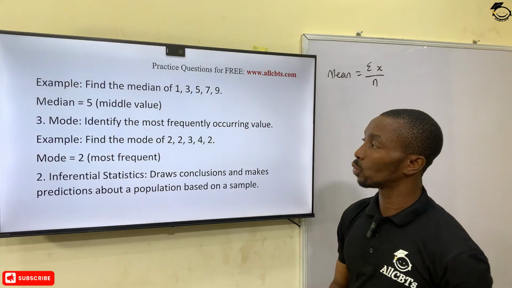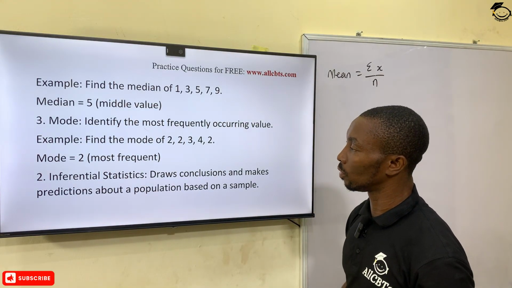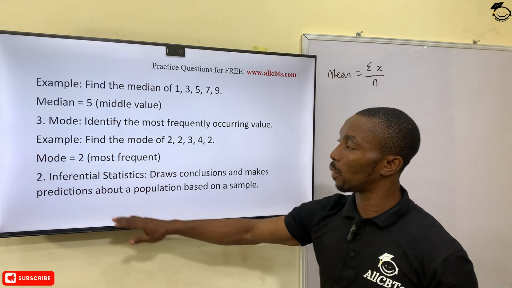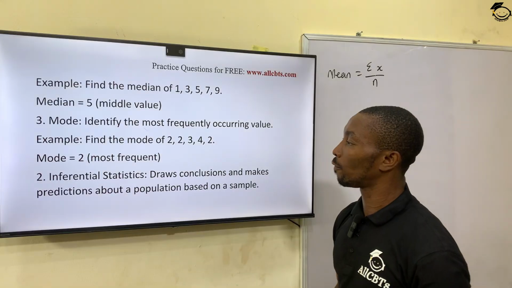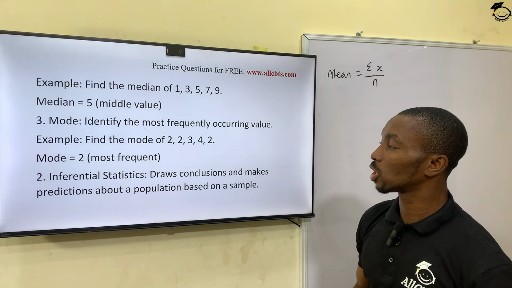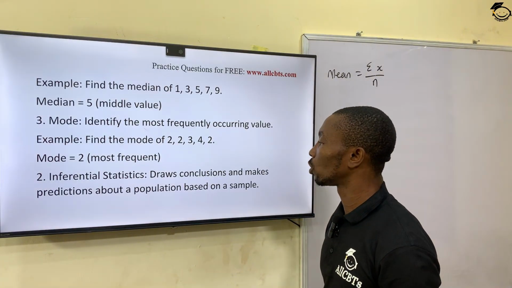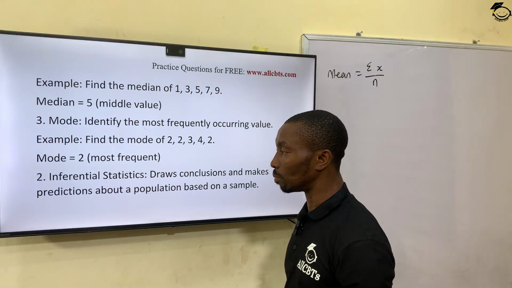Now, the first we looked at in our types of statistics was descriptive statistics. Now we are looking at inferential statistics. Inferential statistics simply draws conclusions and makes predictions about a population based on a sample.